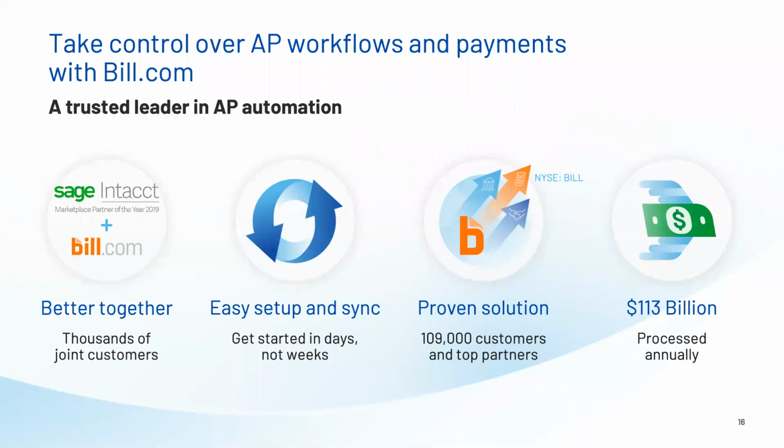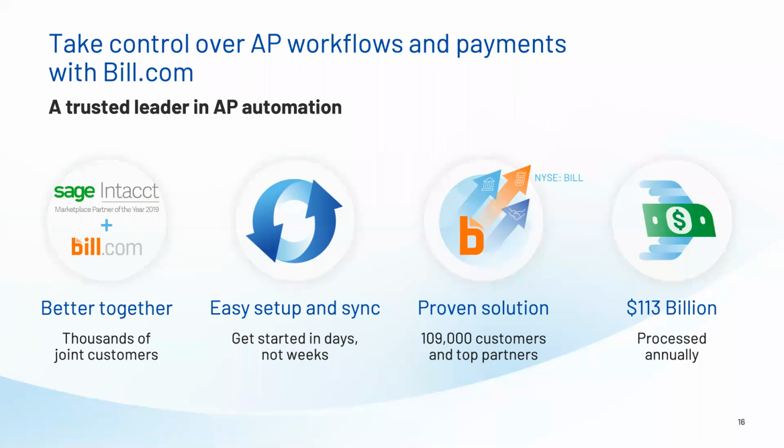As a trusted leader in AP automation, being a public company with over 100,000 customers, this is something that we take very serious. What's great is the system doesn't take long at all to get up and running. It's easy to set up and sync. We can get you started in days, not weeks. On average, roughly about 4 to 5 hours of setup time and training time included in there, and you're up and running.